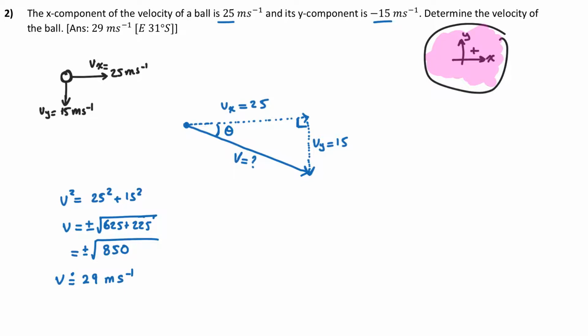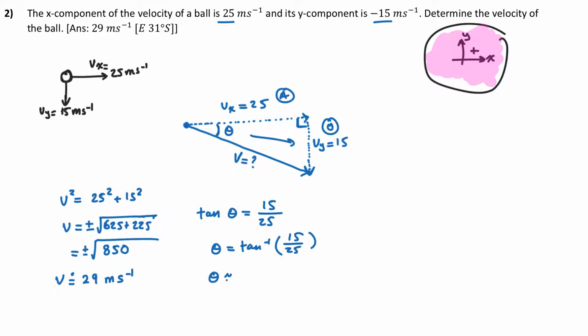For the angle, I have the opposite side and I have the adjacent, so I'm going to use tan. Tan of the angle is equal to the opposite, which is 15, over the adjacent, which is 25. Note that I'm not using any negative or positive here. I'm just trying to find the angle. So theta is equal to the tan inverse of 15 over 25. And once I put that on my calculator, I will get theta is approximately 31 degrees to two significant figures.